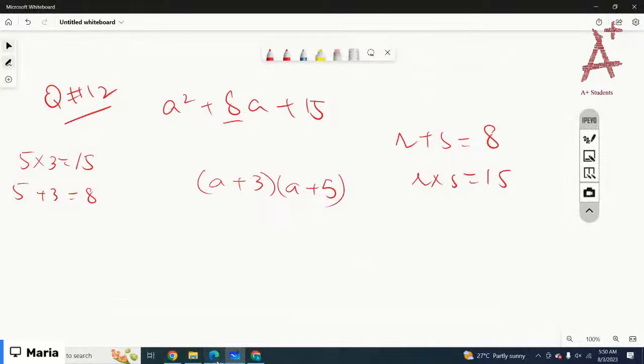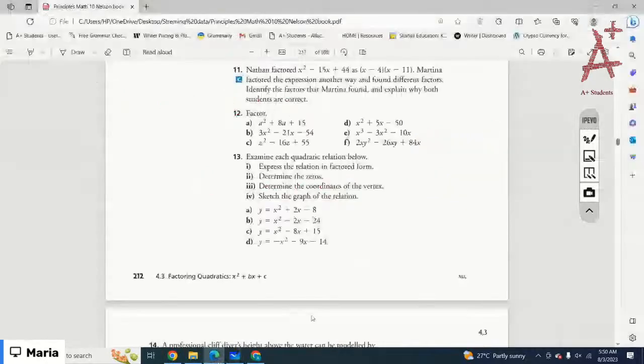Okay, let's do question number 13. Examine each quadratic relation below. Express the relation in factored form, determine the zeros, determine the coordinates of the vertex, and sketch the graph of the relation. Let's start with question number 13, part A.